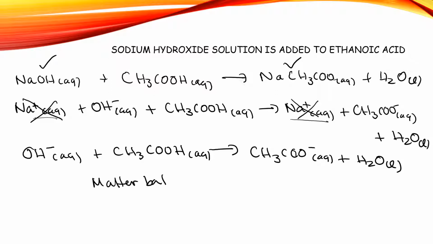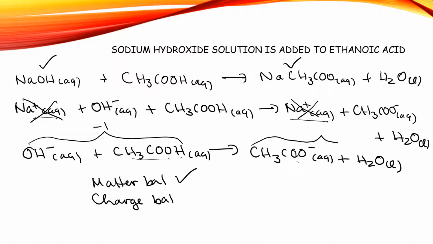Our last step is we need to check that the matter is balanced. So we've got 1 oxygen there, 1 oxygen there. We've got hydrogens, 1, 2 hydrogens, 2 hydrogens. We've got an ethanoate, got an ethanoate. Matter is balanced. Now we need to check if the charge is balanced. So on this side, the reactants add up to -1. -1 plus 0 is -1. And on this side, the products, -1 plus 0 is -1. So our charge is balanced, so the thing is done.